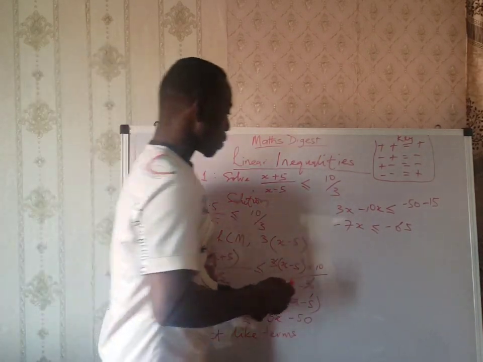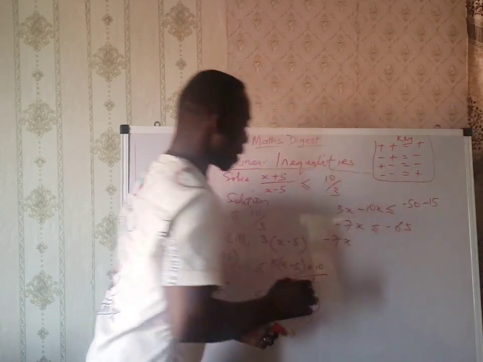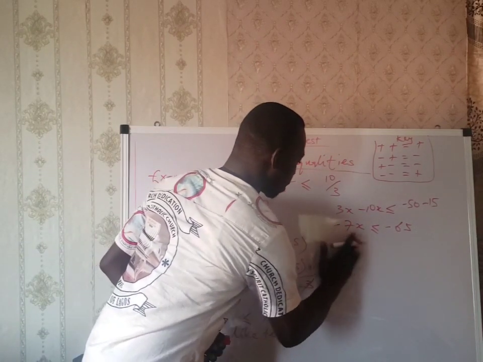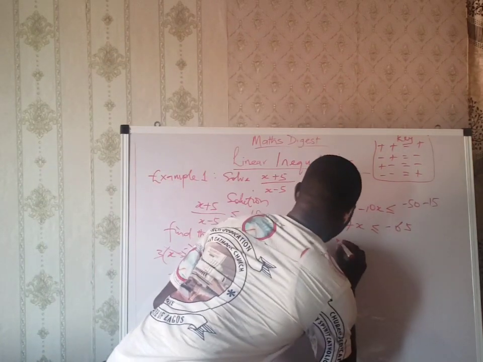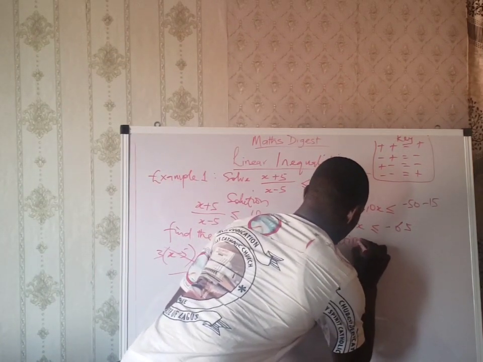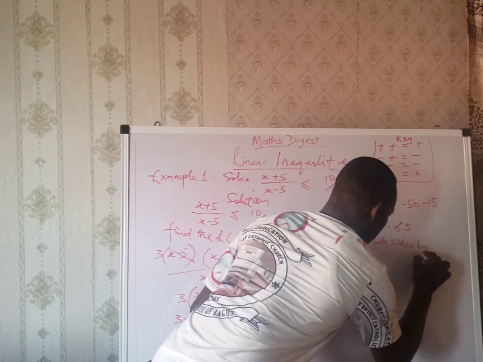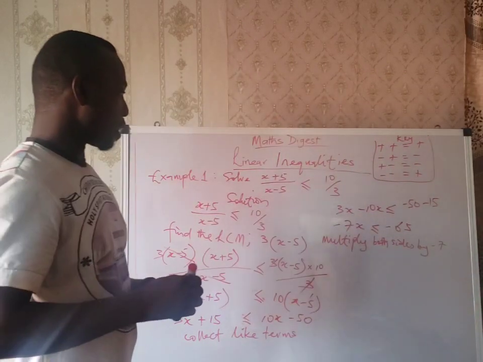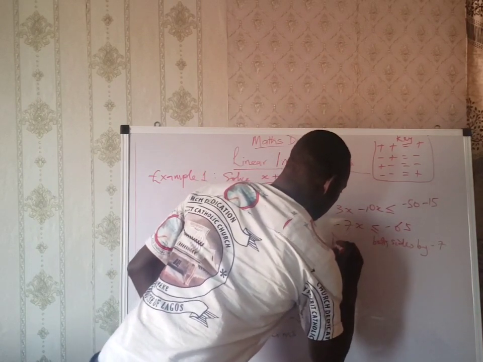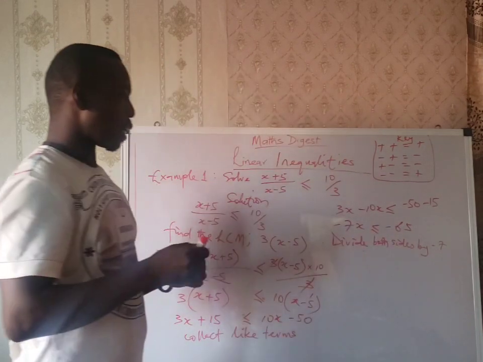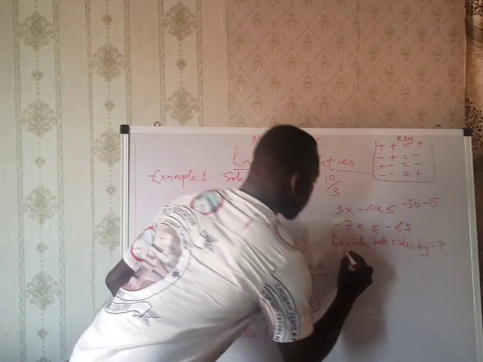Before that, let's write the action we're about to take so that you understand it better. Divide both sides by minus 7.